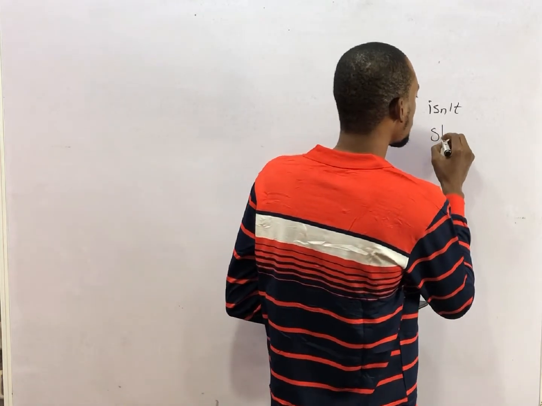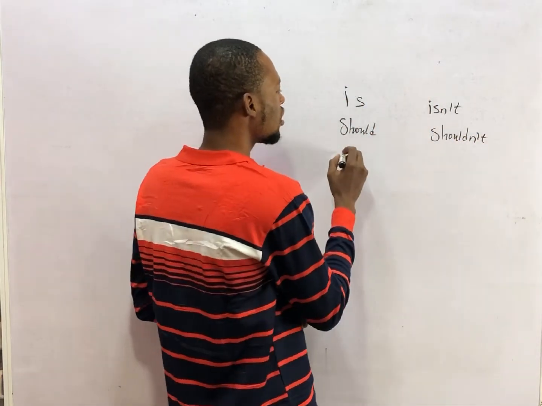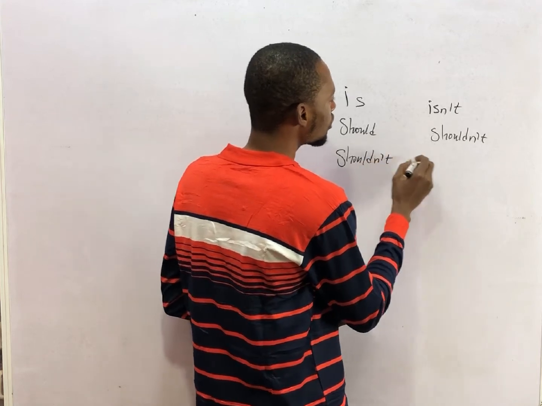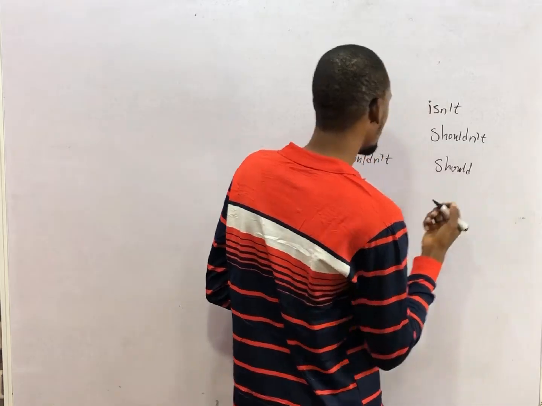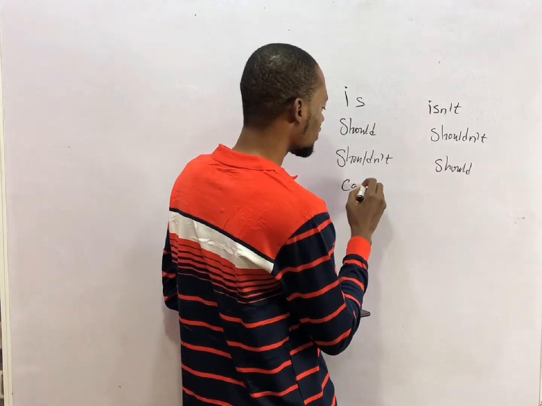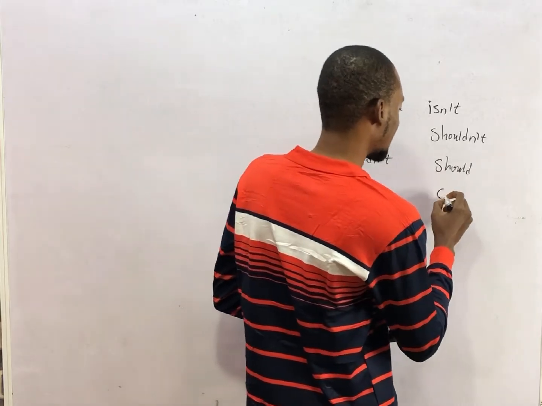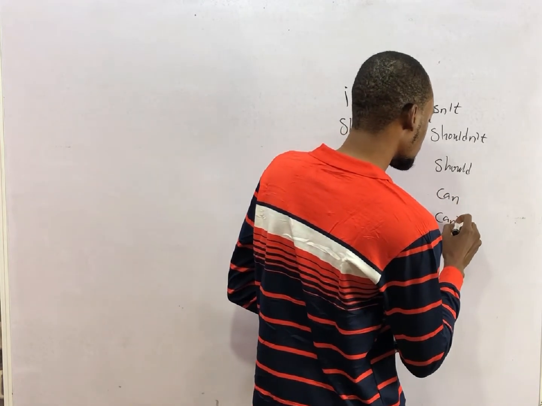Then should change to shouldn't, or when you have shouldn't, should not, then here should be should. So if there is can't here, this statement, the question tag should be can. If there is can, the question tag should be can't.